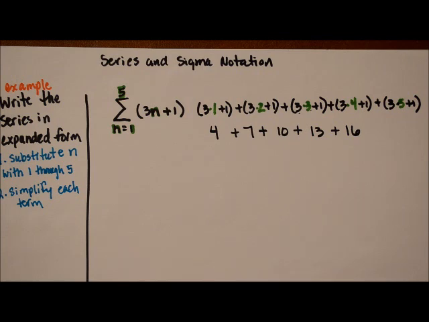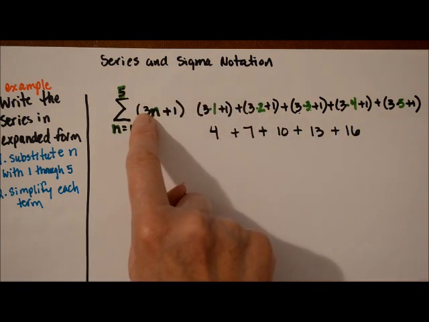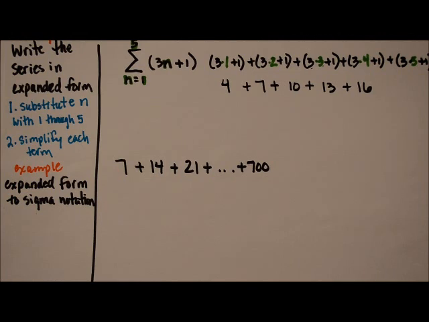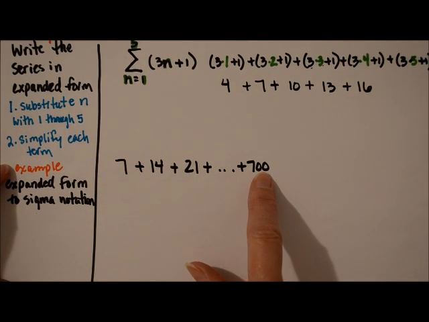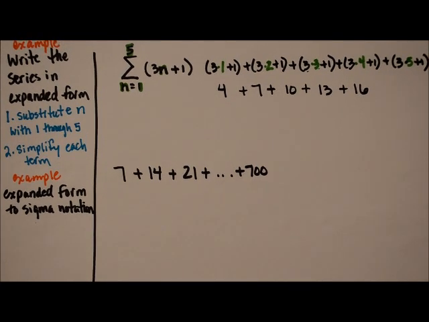But of course they're not going to want you to just write expanded form. They're going to want you to go from expanded form to sigma notation. So here's an example of going from expanded form to sigma notation. Here's an example where I give you expanded form, and I'm going to need you to go into sigma notation. Now, it's not that bad. It looks kind of scary because you're wondering where the heck that came from, but you already know how to do this. You can do it.